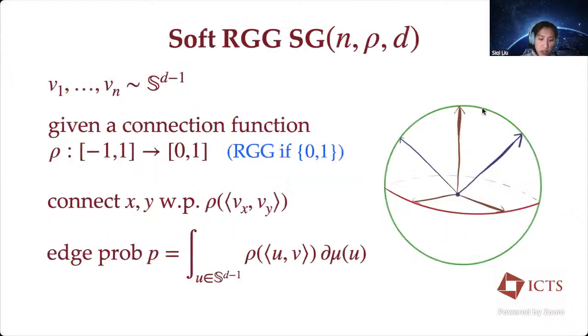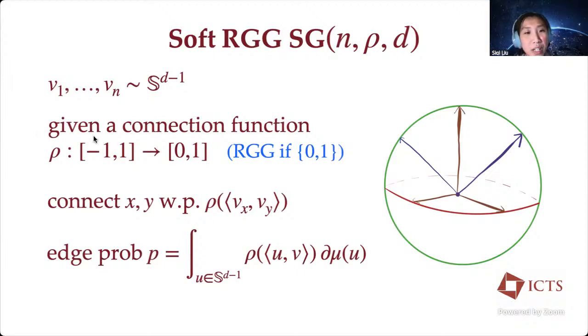Okay, so in order to do that, I want to introduce a related model called a soft random geometric model, because the recovery problem was first studied in these kinds of models. The soft random geometric model is a model where the graph is not deterministically determined by the labels v1 through vn, but rather, after you have v1 through vn, there's still some randomness in what the graph would look like.